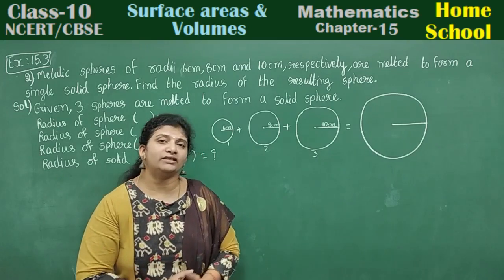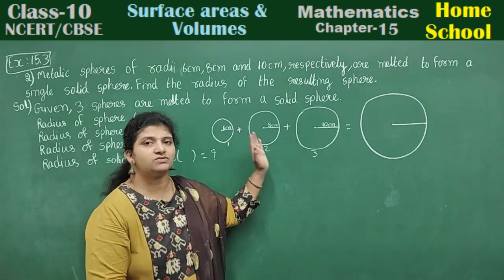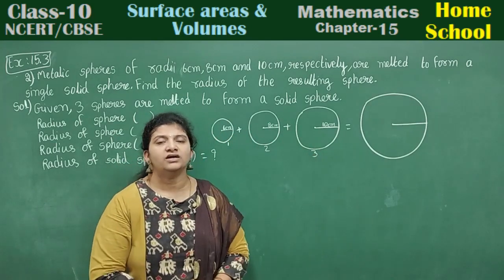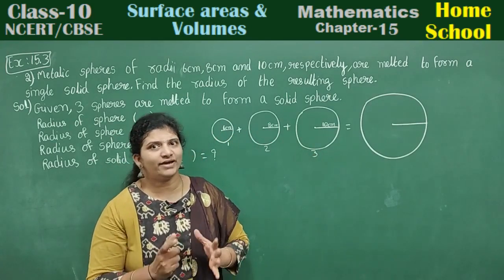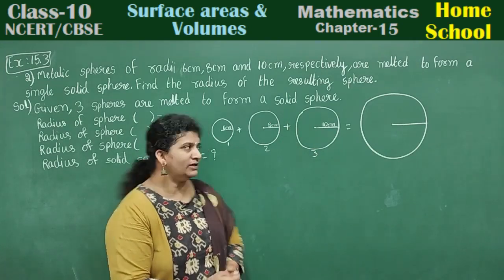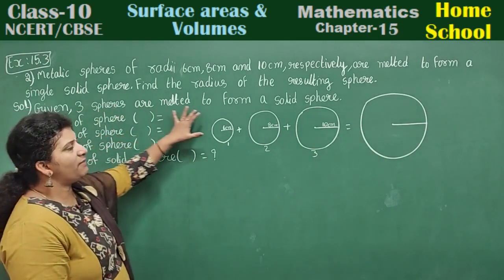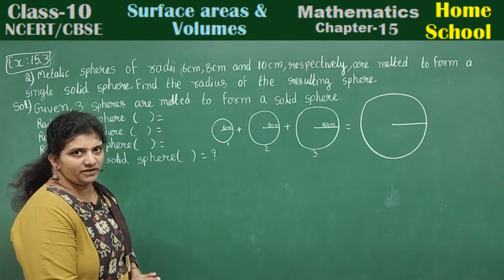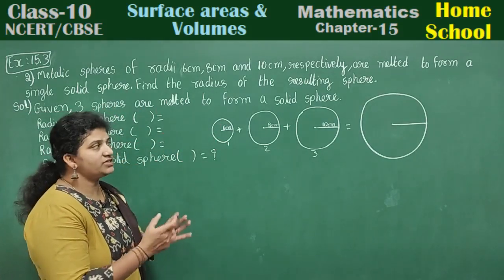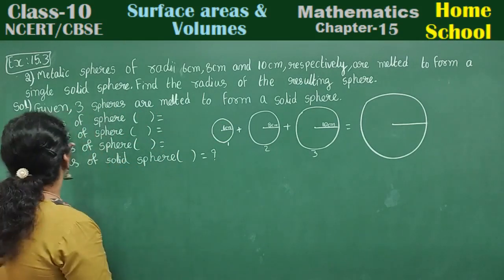How we are going to take the formula here? Volume of first sphere plus volume of second sphere plus volume of third sphere is equal to volume of big sphere. Okay, let's start our solution here. Given three spheres are melted to form a solid sphere. All are solid spheres only. Okay, three solid spheres are melted to form a big solid sphere.